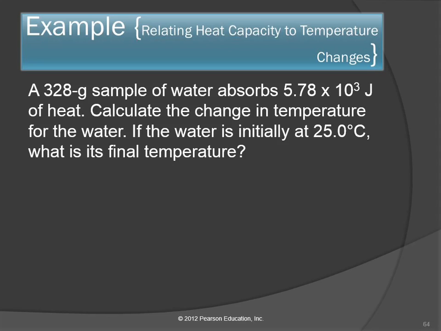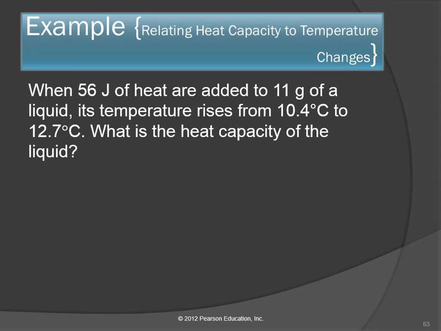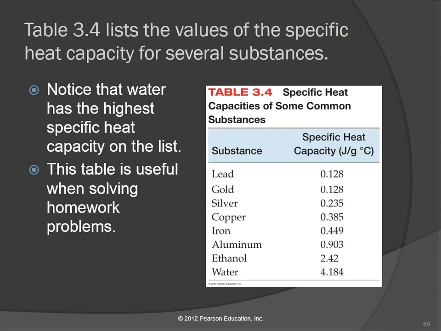What's something we need to look up that's not given in the problem? Water, the specific heat capacity of water. So if we go back to the table, 4.184 joules per gram degree Celsius.